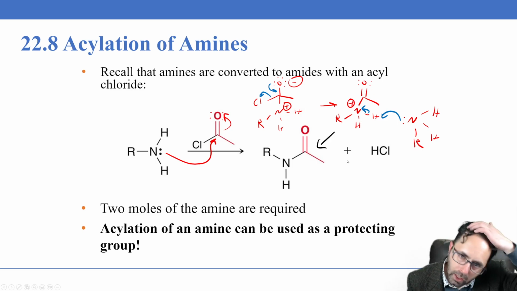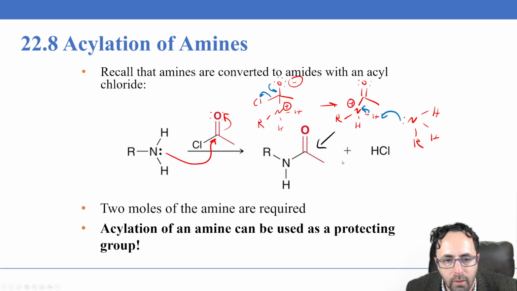And so this is an old mechanism from the previous Chapter 19 ketones and aldehydes chapter, and so that's just revisiting this mechanism. But so we can make for ourselves an amide by reacting an amine with an acyl chloride.